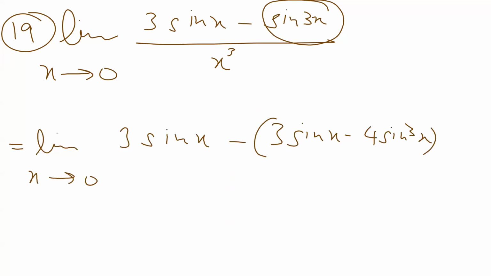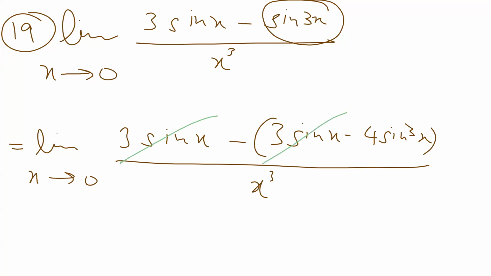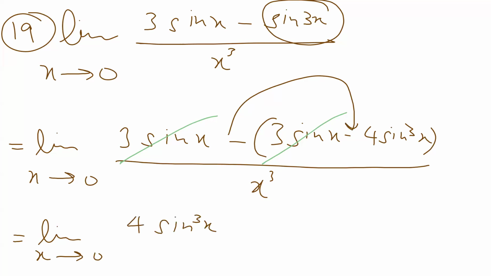So 3 sin x minus (3 sin x minus 4 sin cube x), upon x cube. So 3 sin x gone. Minus into minus is plus. This minus into this minus is plus. Okay. So 4 sin cube x upon x cube.